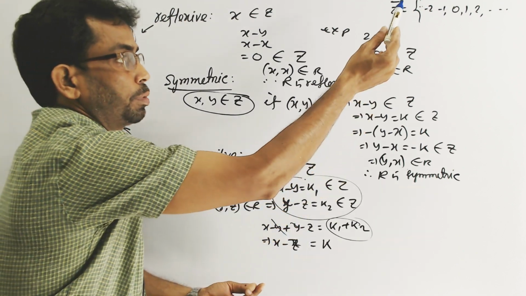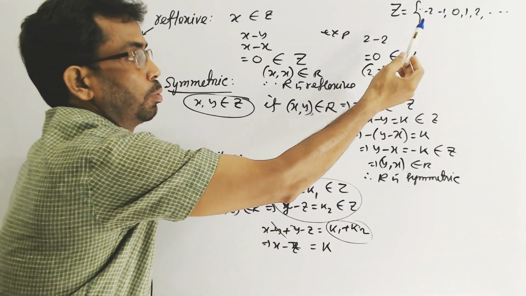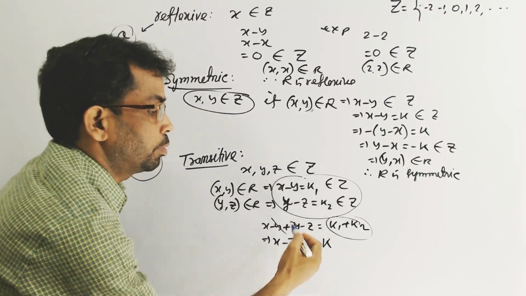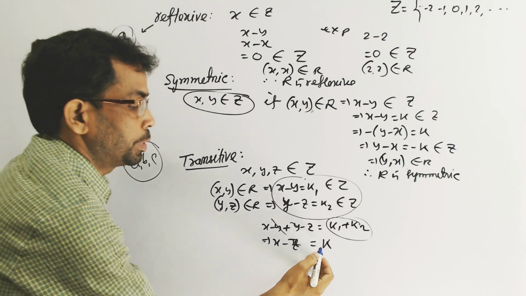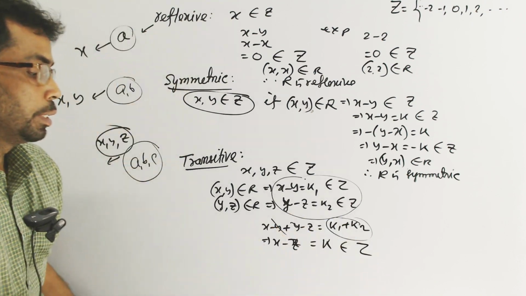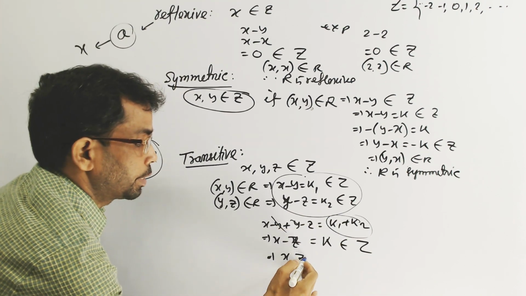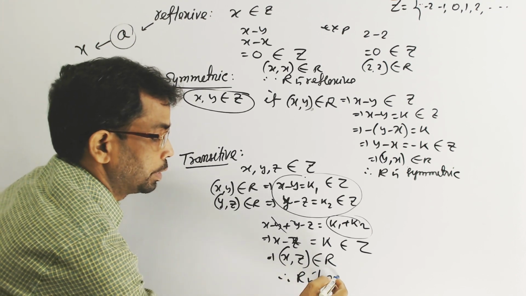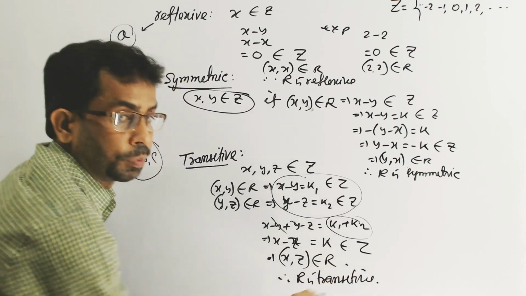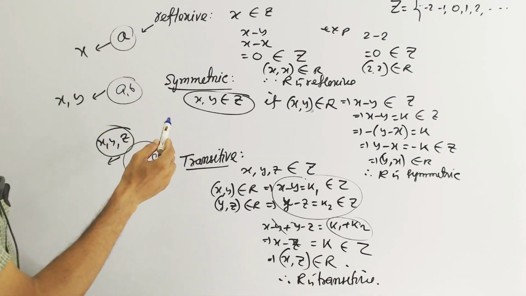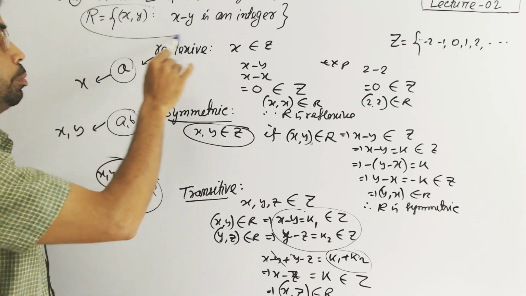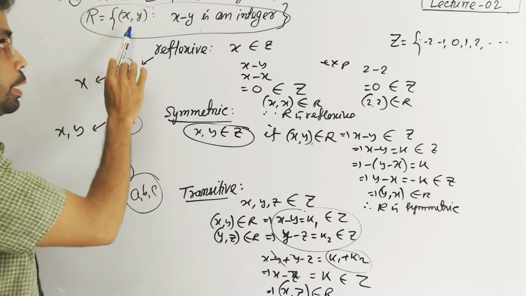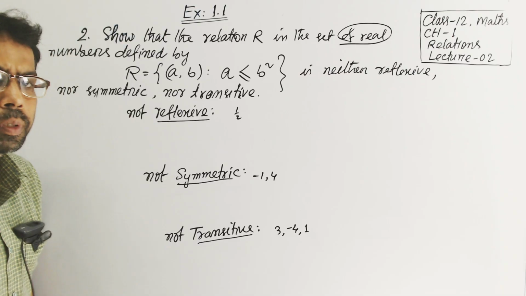We can see the sum of any two integers is again an integer, like 1 plus 2 is 3, which is again in the set Z. So k1 plus k2, the sum of any two integers, is again an integer. We can represent it by k, and therefore the pair made by x and z is also in the relation, and hence the relation R is also transitive. So this relation is reflexive, it is also symmetric, it is also transitive.